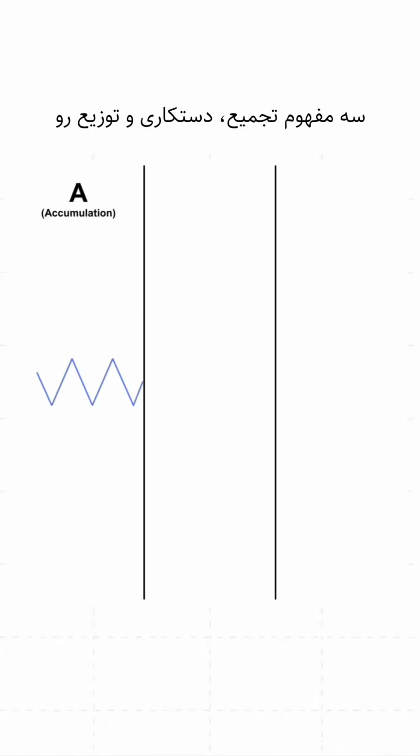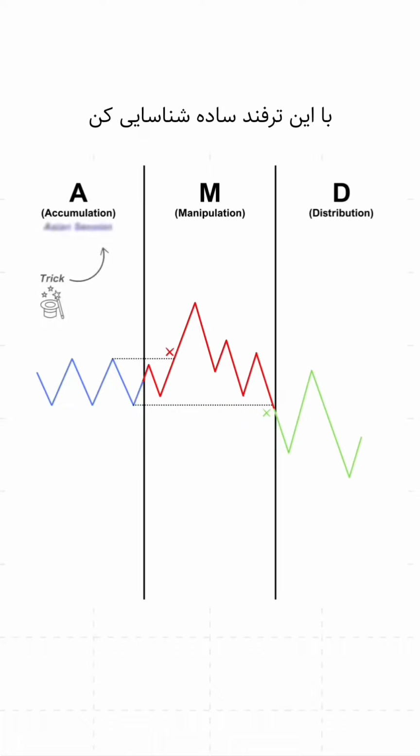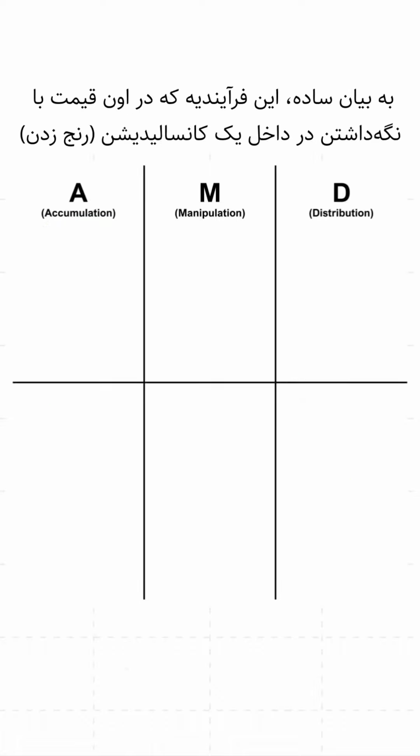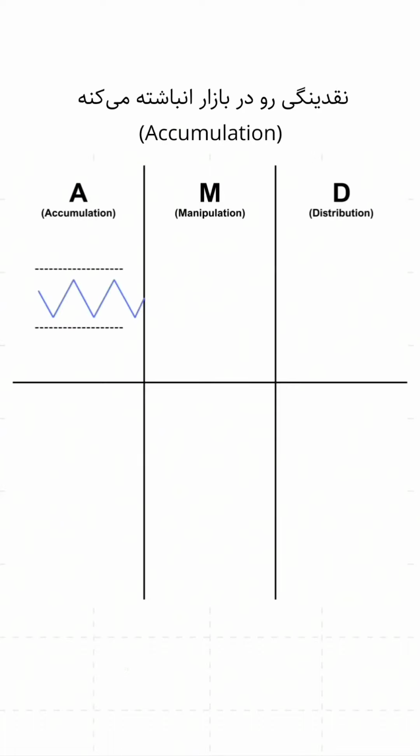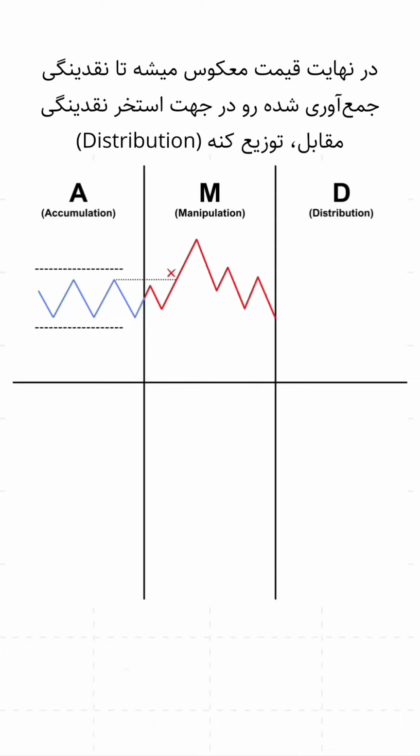Identifying accumulation, manipulation, and distribution has never been simpler using this one trick. But first, what is AMD? Simply put, it's the process where price accumulates liquidity in the market by holding price inside of a consolidation. Price is then manipulated to raid a liquidity pool on one side of the consolidation, and finally reverses to distribute that liquidity to the opposing liquidity pool engineered during the accumulation phase.